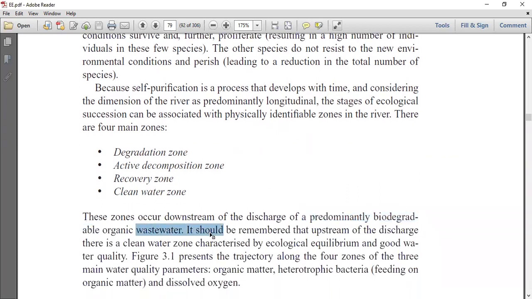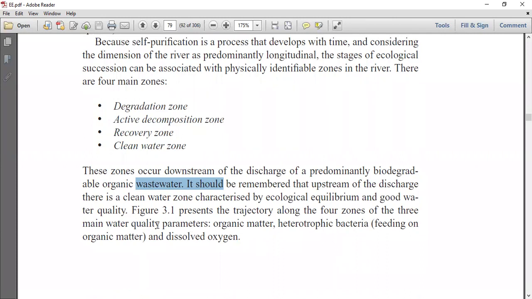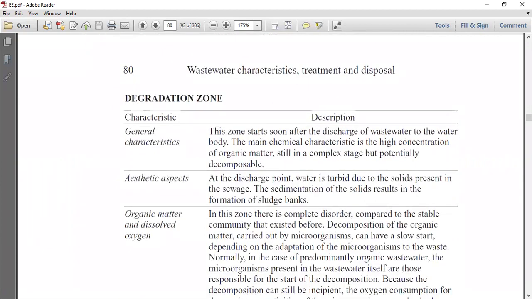It should be remembered that upstream of the discharge there is a clean water zone characterized by ecological equilibrium and good water quality. The figure presents the trajectory along the four zones of the three main water quality parameters. First is the organic matter, second is the heterotrophic bacteria, and the last is the dissolved oxygen. So, the degradation zone has the following general characteristics.